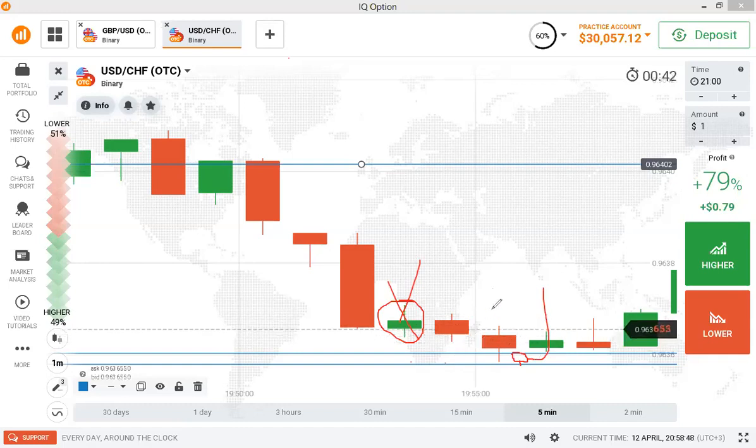But don't trade like this. Wait for the candle to close here with rejection, then place call.